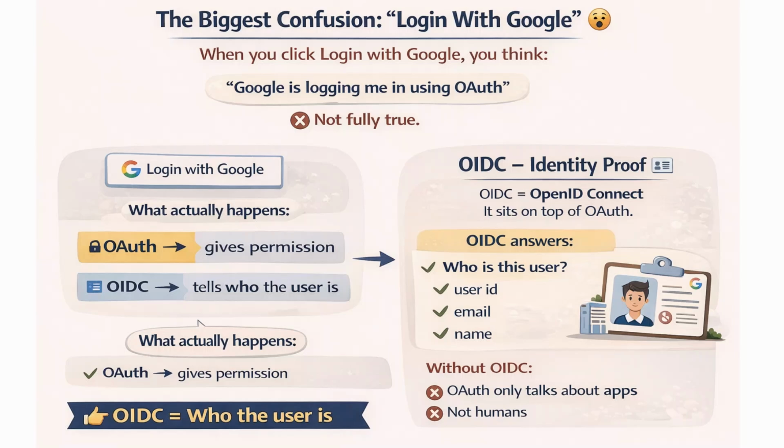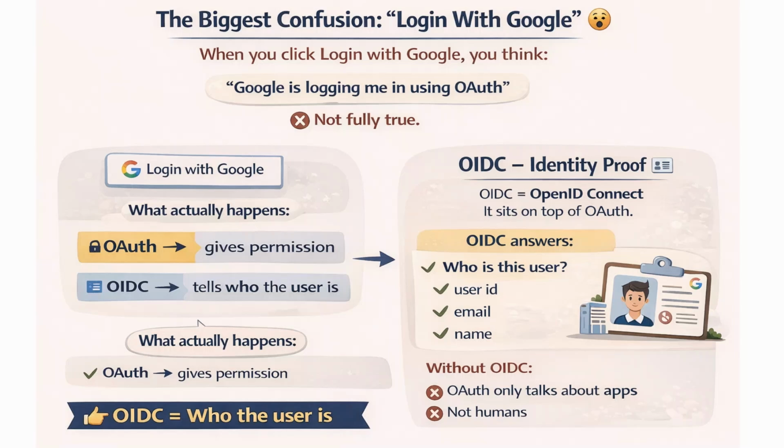Without OpenID Connect, OAuth only talks about applications, nothing more than that, not about human beings. But with the help of OIDC plus OAuth, it talks about the app as well as the human. So in simple terms, you can think of OAuth as access control and OpenID Connect as user identity.